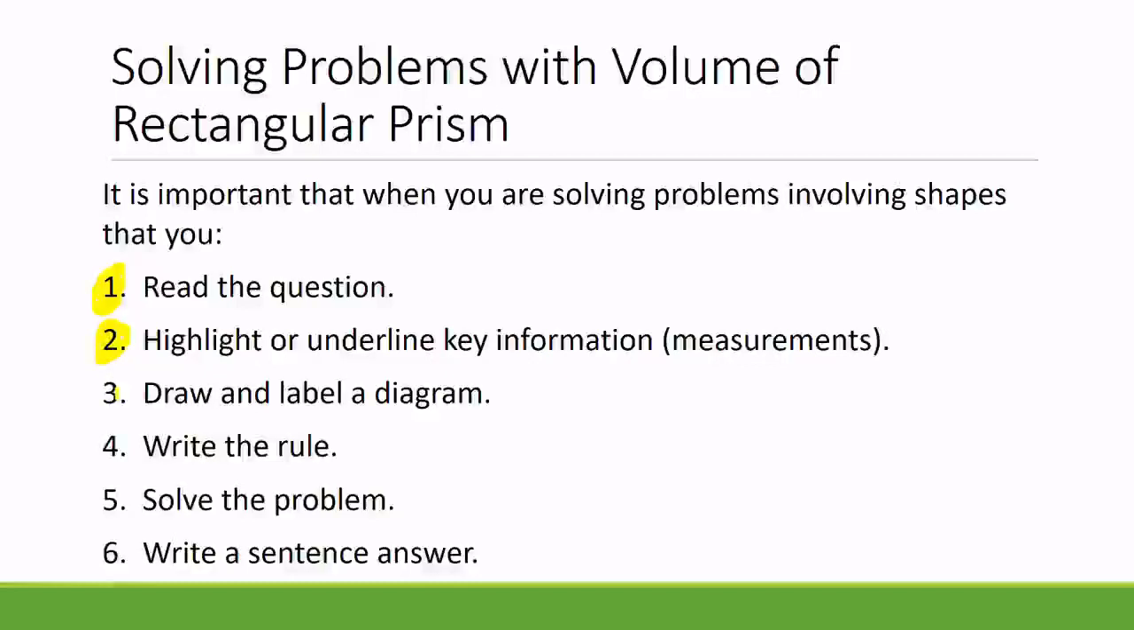Simple. After you've done that, you then draw a diagram. Now, your diagram doesn't have to be a good diagram, but it needs to be a workable diagram that will help you solve the problem. You then write down the rule. So obviously you've understood what's going on, you've drawn your picture, and then you write your rule. So hopefully by now you would have worked out that all of these questions will be about volume. So you'd write the rule for volume. You then do your calculations, and then the last one is you actually need to write a sentence answer.